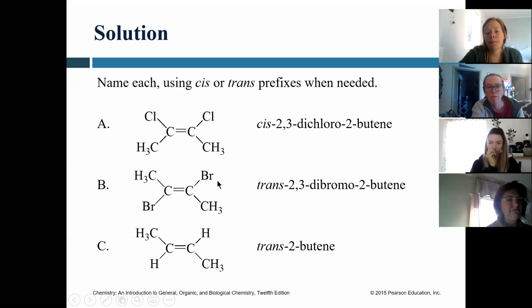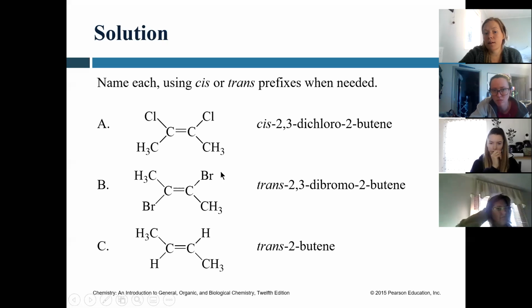Looking at this one, we do have accessories. All right, so we've got a bromine and a bromine, and they're both on carbon 2 and carbon 3. So we need to say dibromo, 2 bromines. They're on 2, 3. And then we have to add whether it's cis or trans. In this case, they're trans. The bromines are on opposite sides.